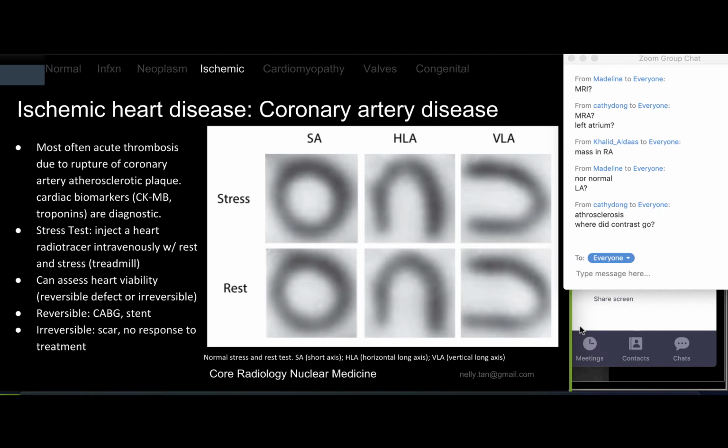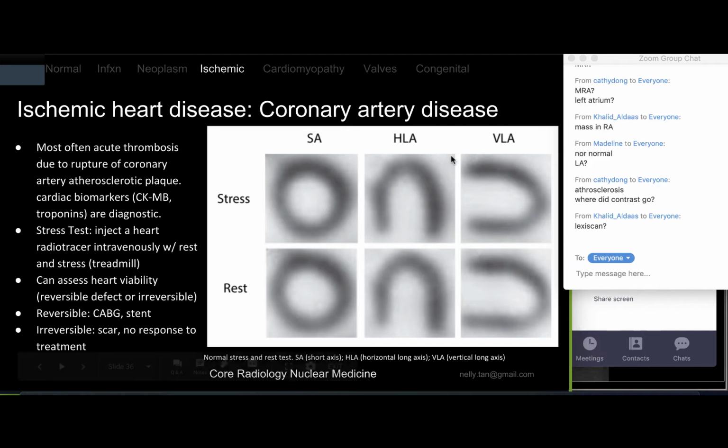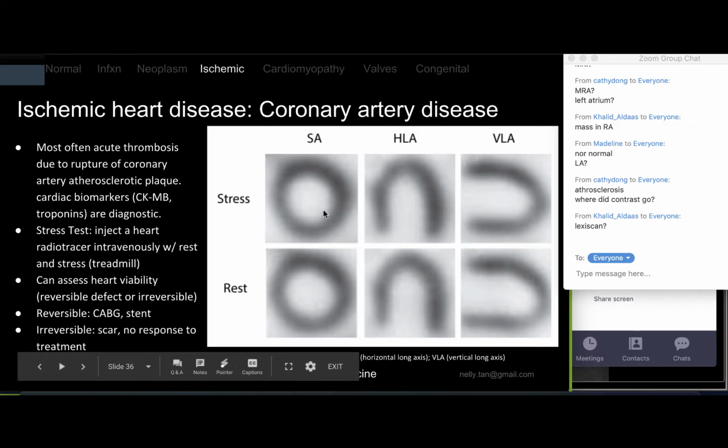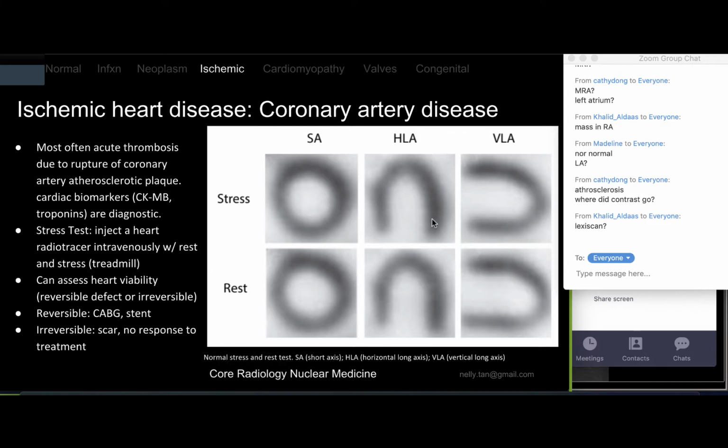MR, CT, ultrasound, Lexis scan. Okay, so this is a cardiac stress test, yeah. And what is a cardiac stress test?